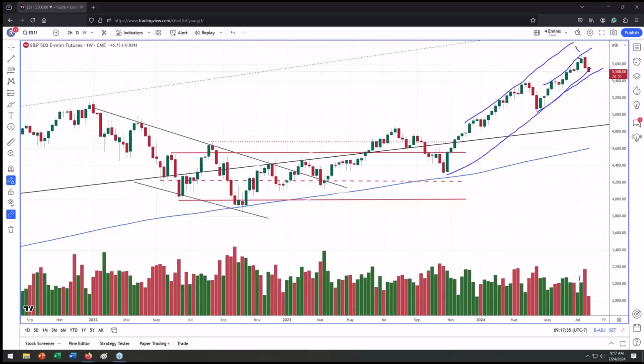Then the very next bar, look at that. We engulf, we come down. That is supply coming into the market. I would expect continuation from this.